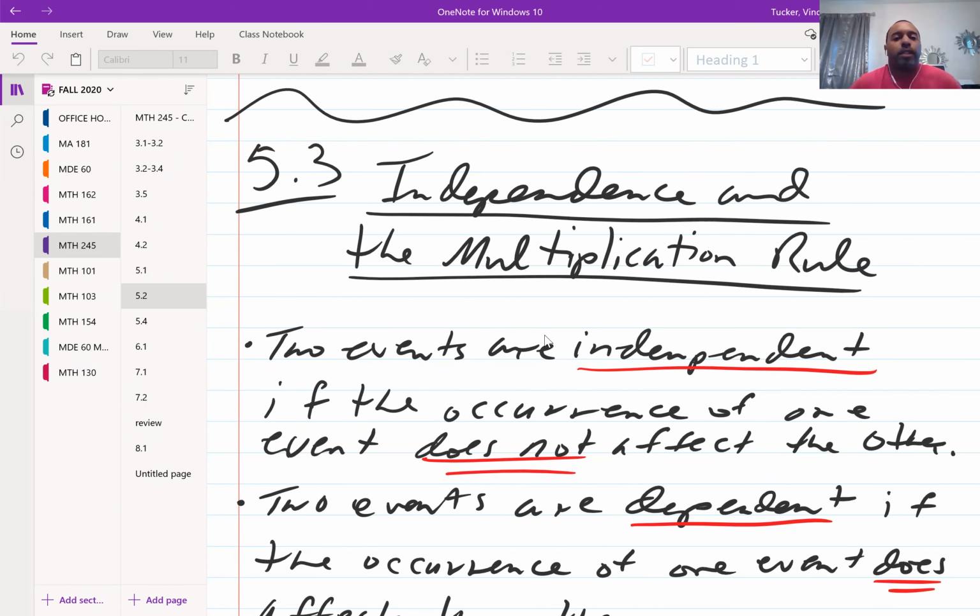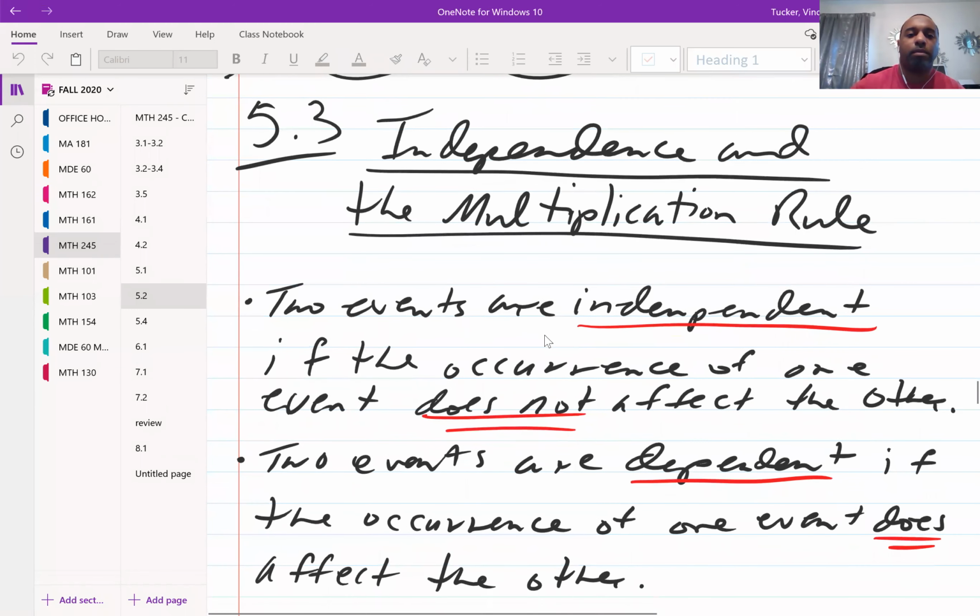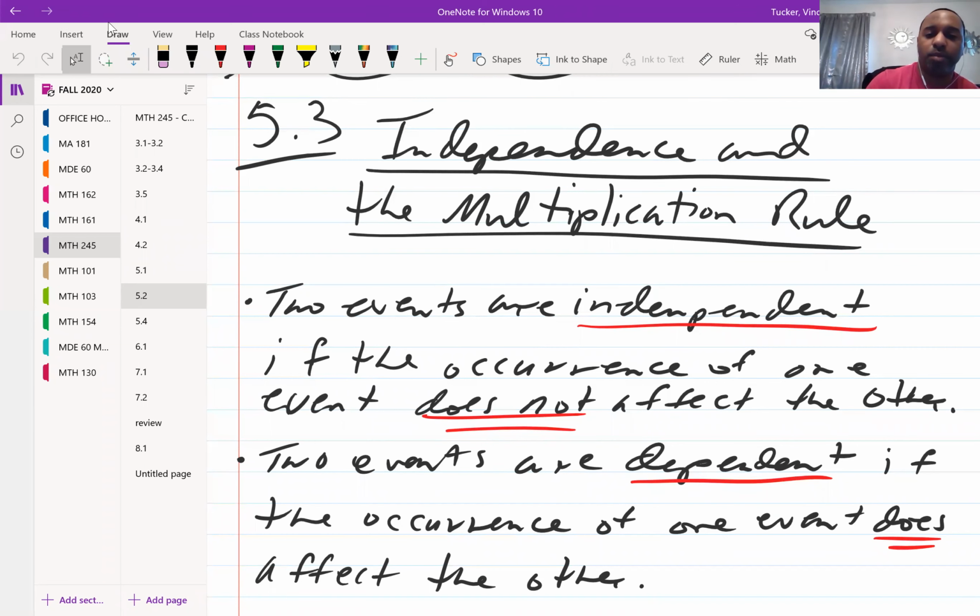All right, so today we're looking at 5.3, independence and the multiplication rule. Two events are independent if the occurrence of one event does not affect the other. Events are dependent if the occurrence of one event does affect the other. So we're talking about the difference between independence and dependence.